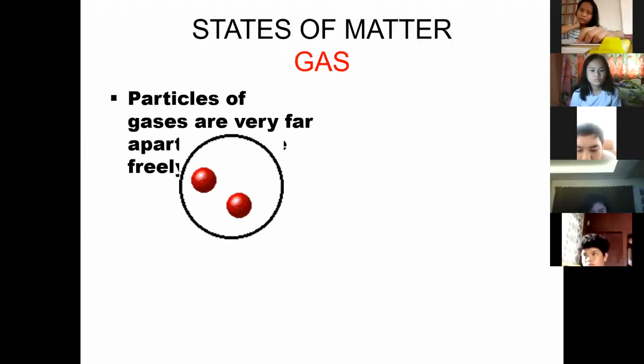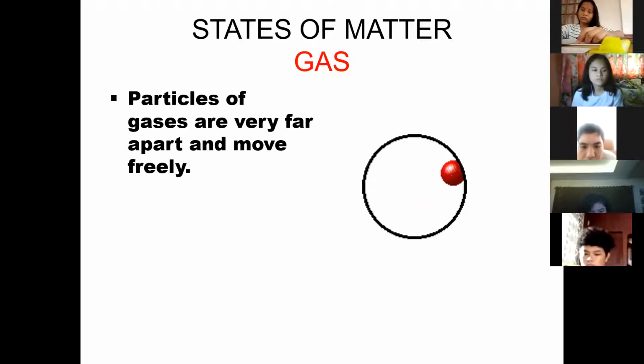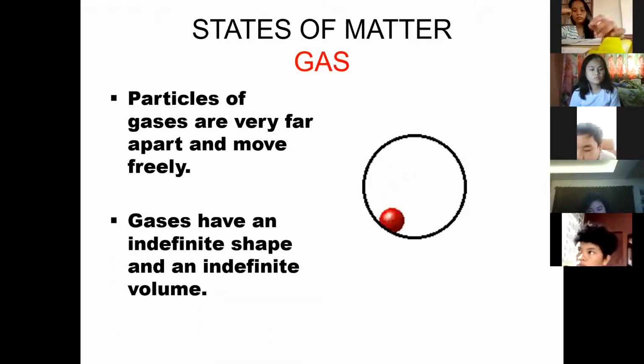Whereas when you talk about gas, the particles of gas are very far from each other and they are freely moving. Gases also have an indefinite shape, and the difference between liquids and gases is that gases have an indefinite volume.